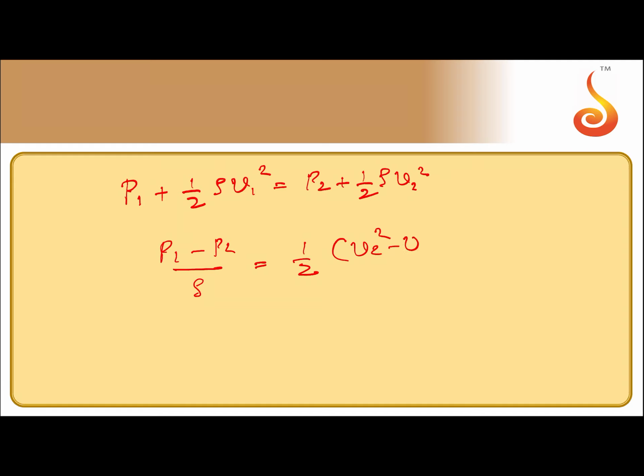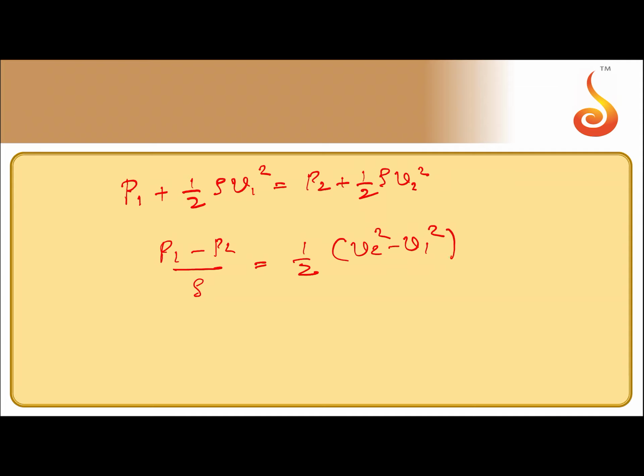Now if you look at it, Bernoulli's theorem tells us that P1 plus half rho V1 square is equal to P2 plus half rho V2 square. The question is about finding the change in kinetic energy per unit mass. So we can write (P1 minus P2) divided by rho is equal to half (V2 square minus V1 square).